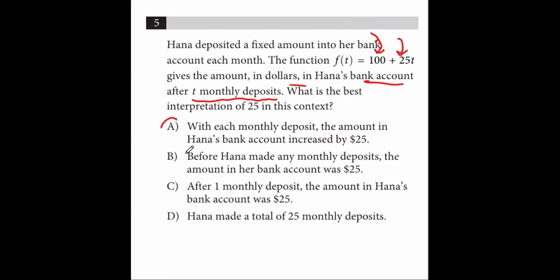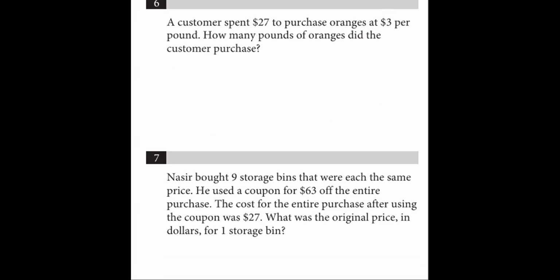Well, with each monthly deposit the amount in her bank account increased by 25. Yes, that is correct. Before she made any monthly deposits? No, the initial is 100, not 25. After one monthly deposit? Well, no, because it would be 100 plus 25 times 1, which would be 125, not 25. An estimated total of 25? No, t is the number of deposits. 25 is how much you deposit each time. So the correct answer is A. Okay, question 6.